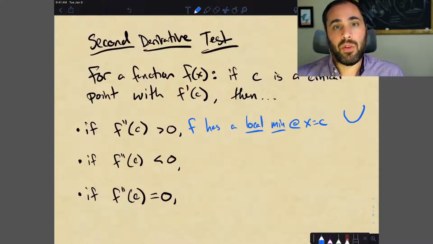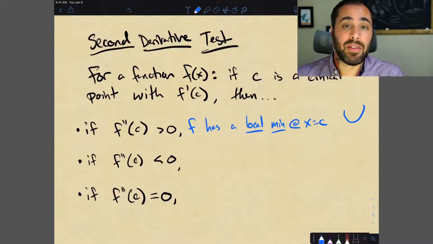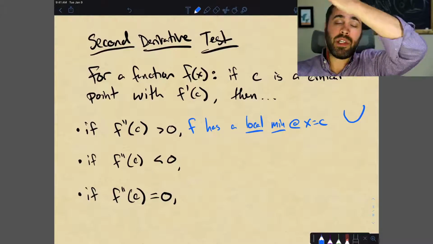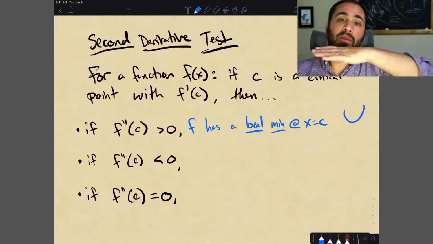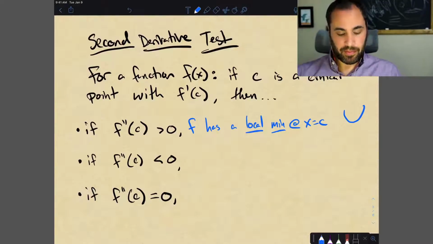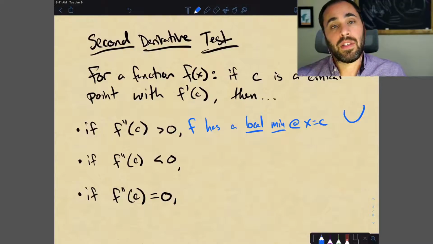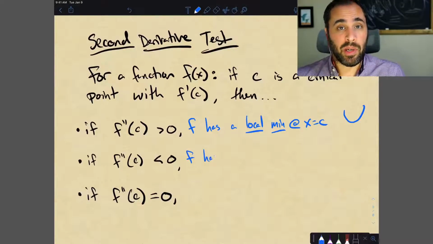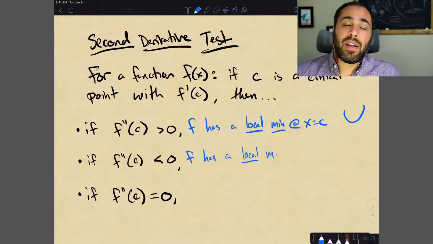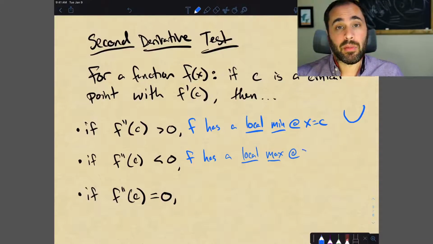And you could probably guess that based on the shape. Remember, if the second derivative is positive, our function is concave up. And if we've got a concave up or bowl shape, then the place in the middle where the tangent line is horizontal is a local minimum. On the other hand, if the second derivative evaluated at c, our critical point, is negative, well then it's concave down, and that gives us a local maximum at the critical point.